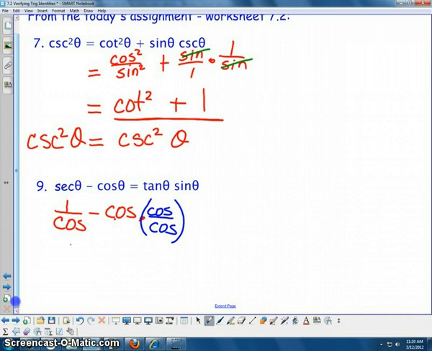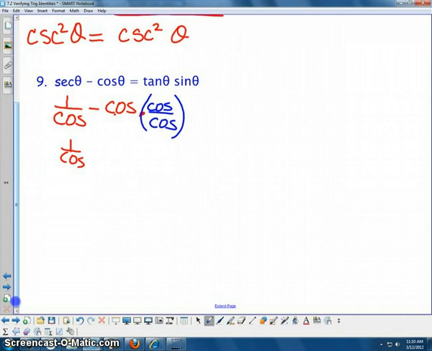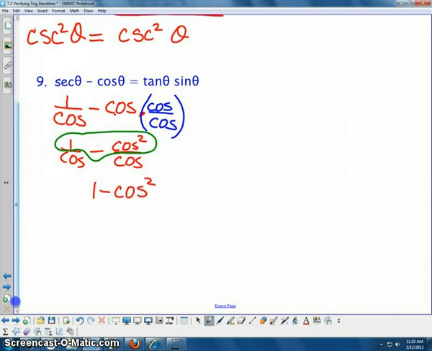So now I still have my 1 over cosine here. I'm going to extend this. And then what I have here is cosine squared over cosine. The beauty of this is that I can combine my numerators, because now I have a common denominator. My new numerator is 1 minus cosine squared, and it's over that common denominator of cosine. Well, 1 minus cosine squared is sine squared.